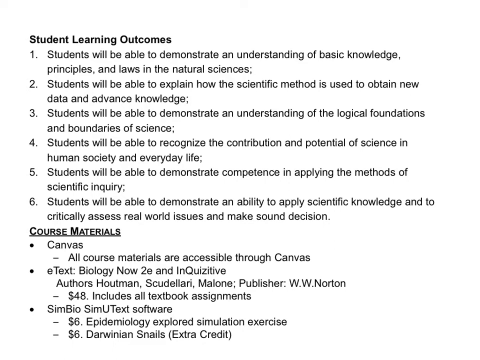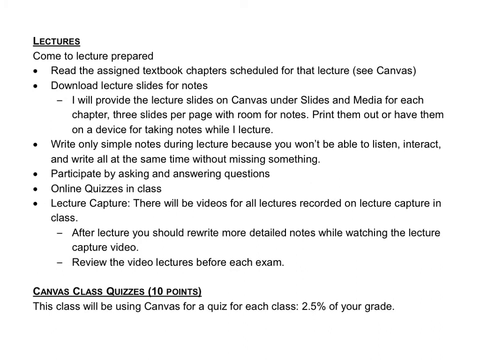Okay. So, in terms of course materials, as I mentioned, you're going to sign up for a number of different things. One is, first of all, you've already got Canvas, and then you're going to sign up for the e-text or the e-book, which is called Biology Now. It's $48, and I'll show you that in a second. And then also Symbio Simutext software.